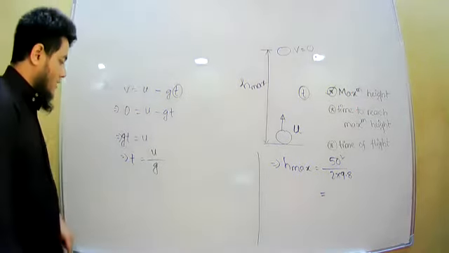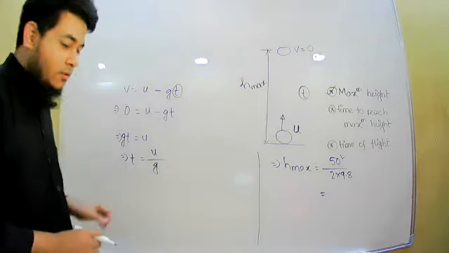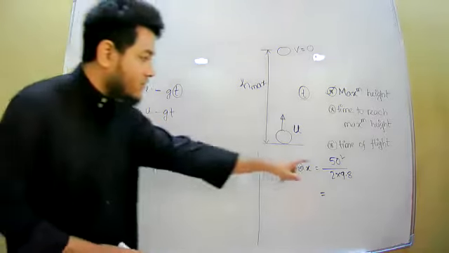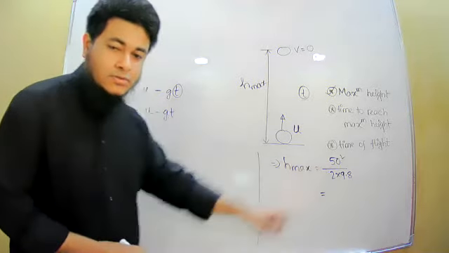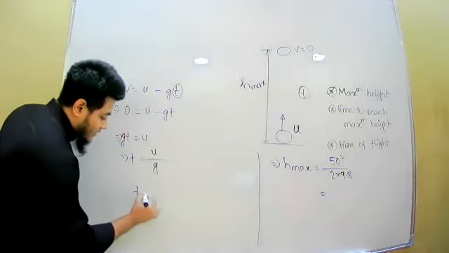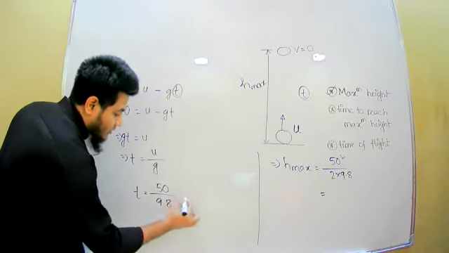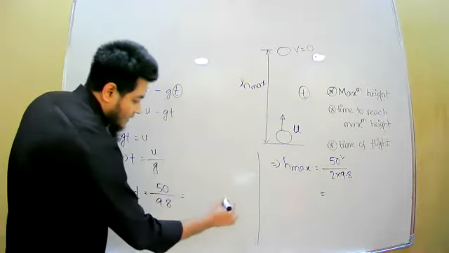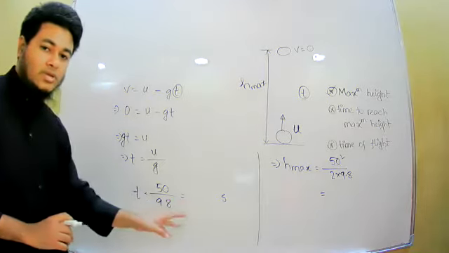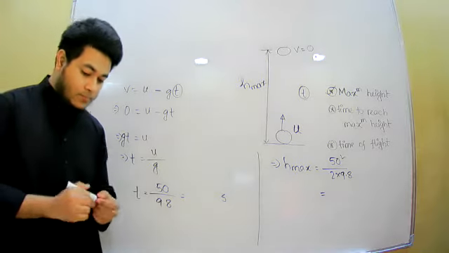Same example we are going to use to solve this problem also. I told you that the body was thrown in the upward direction with 50 meter per second velocity, right? So if I want to calculate how much time it is going to take to reach the maximum height, I can easily put the value of u as 50 over here and divide by 9.8. You can calculate, the answer will be in seconds. That many seconds will be needed for the ball to reach the maximum height. Okay, understood?